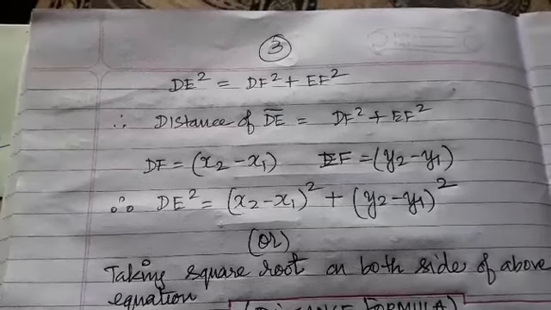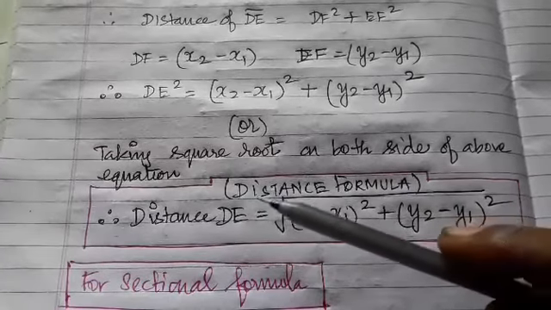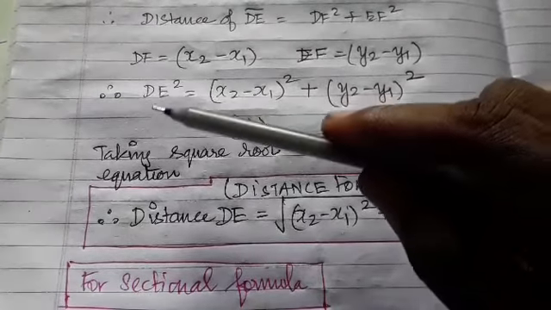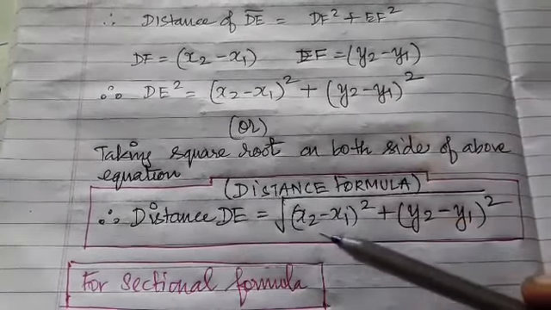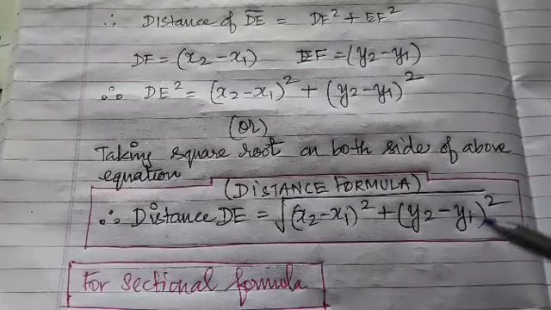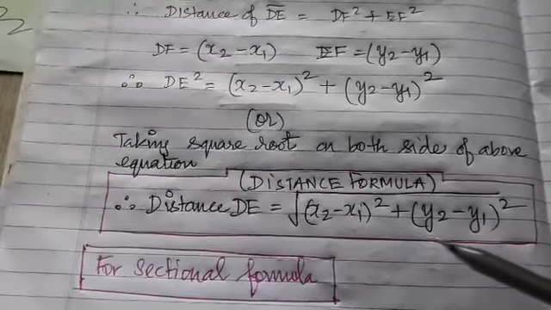So what will happen? Your distance formula will be DE equals the square root of, because the square root of DE square is DE, then the square root of (x2 minus x1) whole square plus (y2 minus y1) whole square. This is your distance formula.